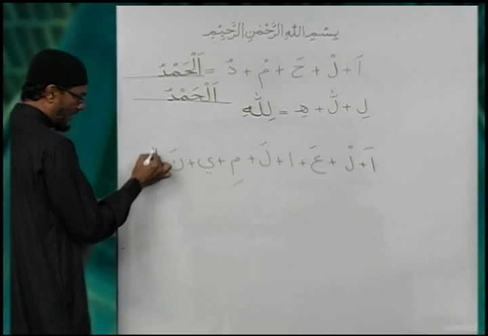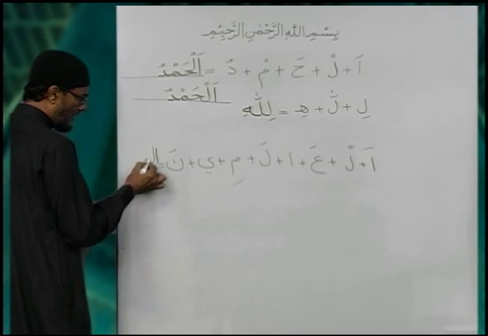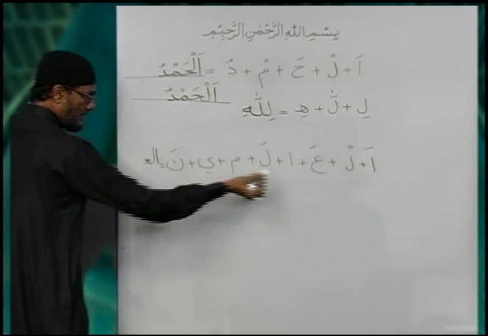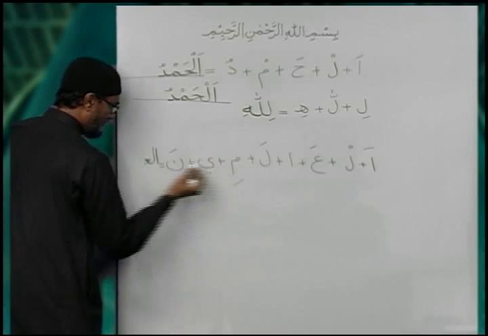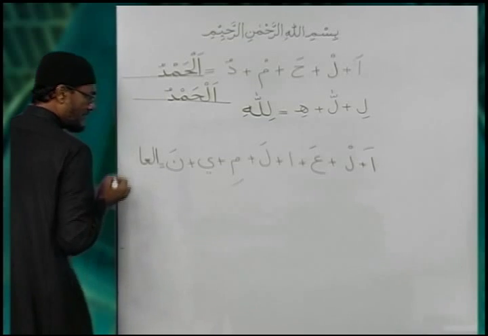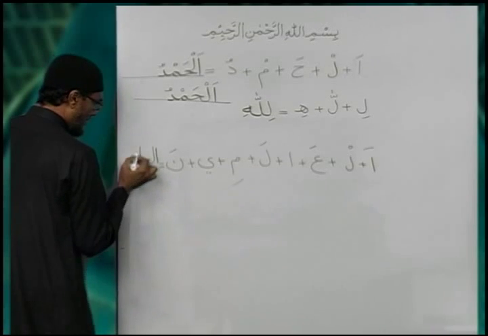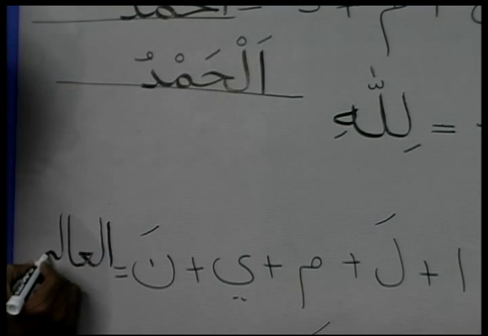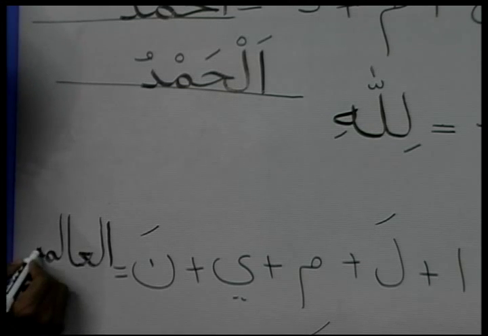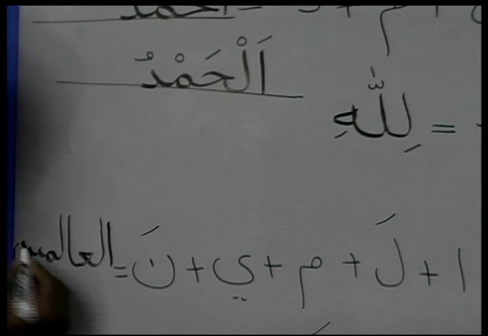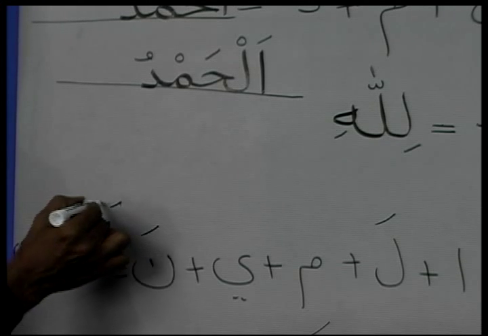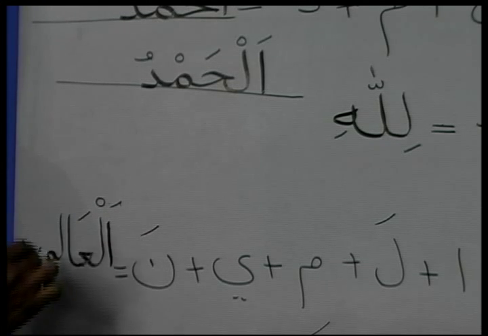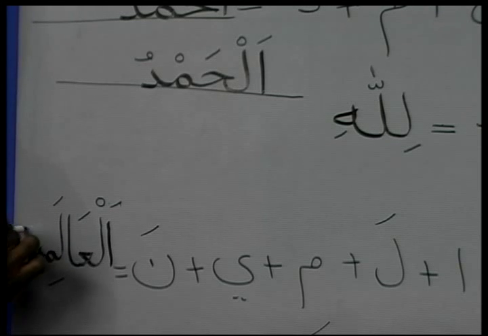Alif, lam, ain. We reach here. We have to join it to an alif. So we come like that. And then lam again. And after the lam is a mim. Mim. And after the mim is a noon. Not a noon, a ya. Two dots. And then the noon coming to the end. All right? So you have al, a, la, mi, na.